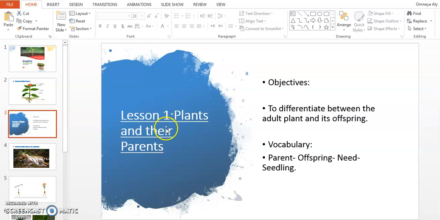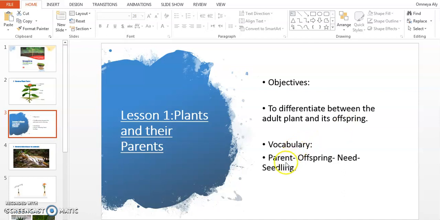Our objective here, or what we are going to learn in our lesson, is how to differentiate between the adult plant and its offspring. We are going to compare the adult plant, the big plant, and its offspring, its baby or its young one. Okay, now what are the vocabulary words in our lesson?